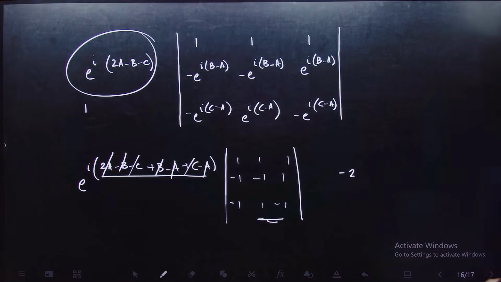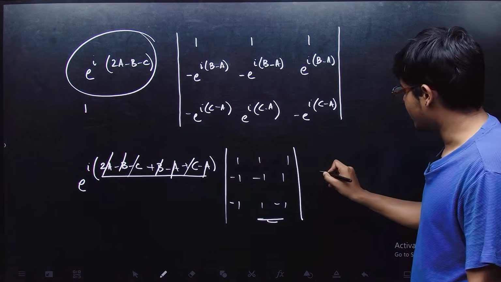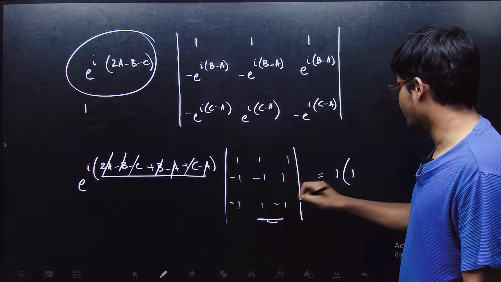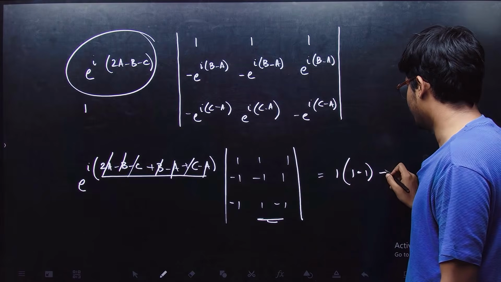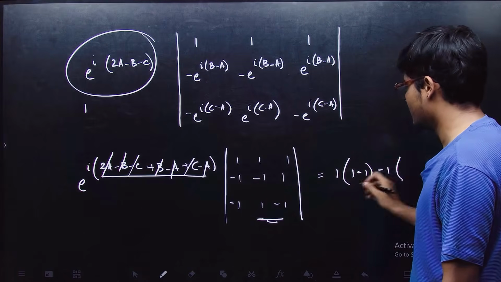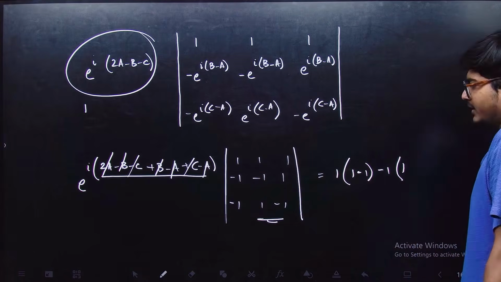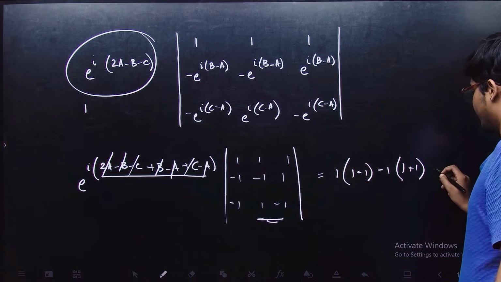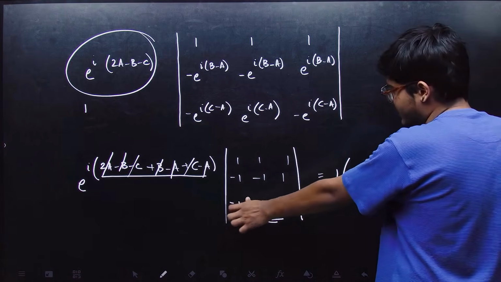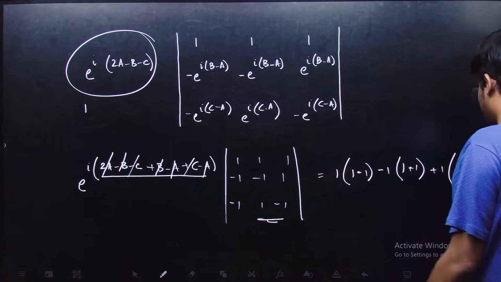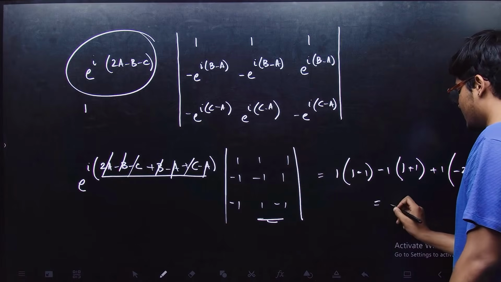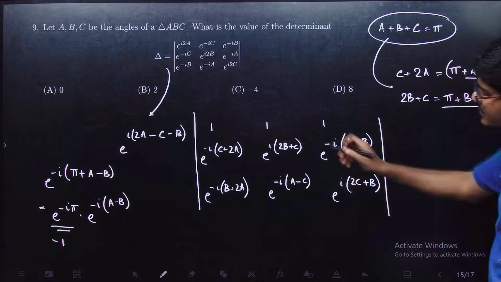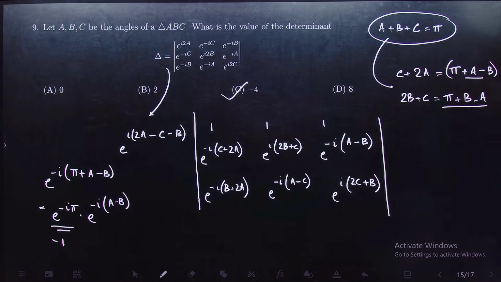Wait, 1 second. Let's expand this and see. You'll get 1 times minus minus plus 1 minus 1. Second one, you get minus 1 times minus minus plus 1, minus minus 1, so another plus 1. And for the third one, what are you going to get? Plus 1 times minus 1 minus minus plus 1, so minus minus, again minus 2. So you get minus 2, so minus 4. So that is the answer. What is the value of this determinant? Minus 4. A little calculative, but the idea was very simple.